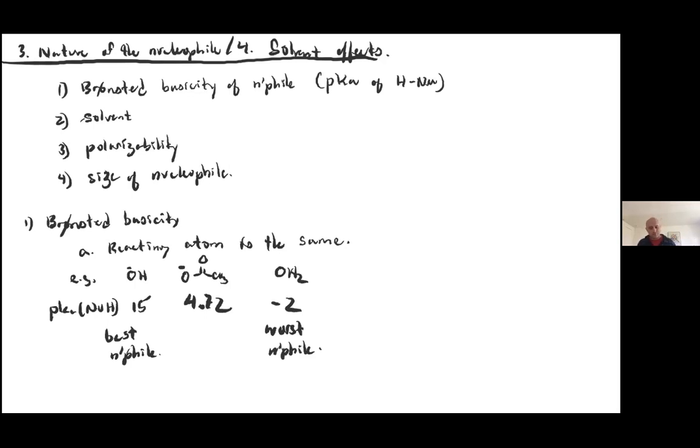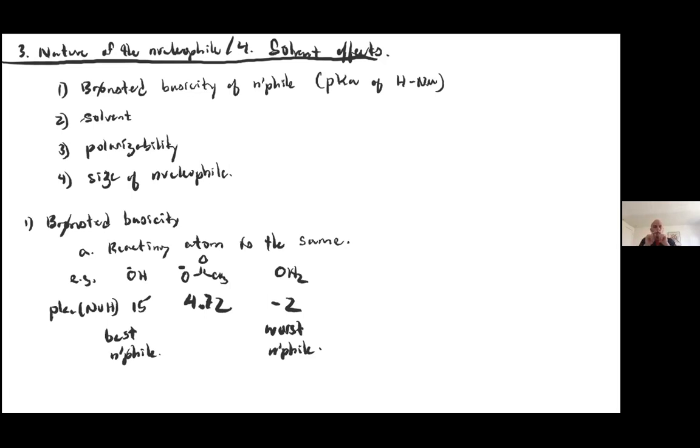And so water has a pKa of 15, therefore hydroxide is very reactive. Acetic acid has a pKa of 4.72, therefore acetate is less reactive, and hydronium has a pKa of -2, and so water is basically the least reactive of this bunch.